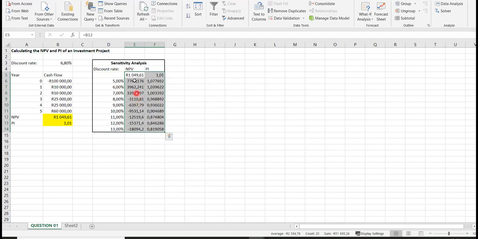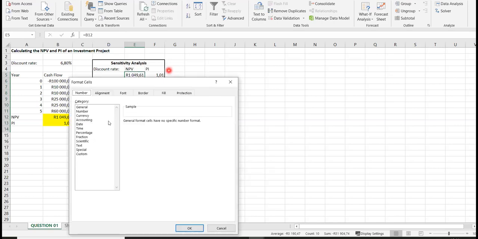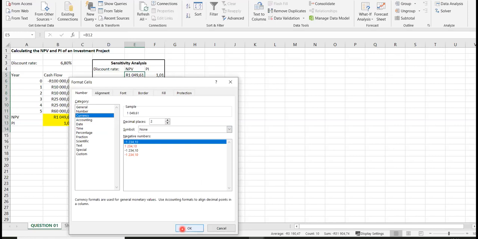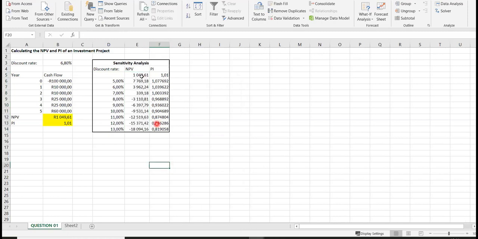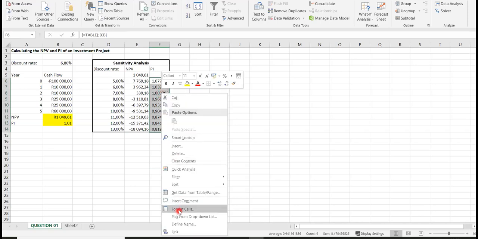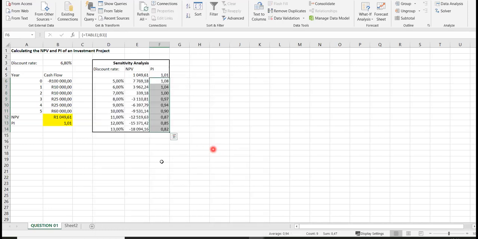Right. Then, firstly, this is money. Let me deal with this one first. Format cell. This is currency to 2 decimal places. And then on the profitability index, I'm just going to highlight, because remember, we need to give our answers to 2 decimal places. So these are our numbers. So format cell, number to 2 decimal places. Then we are done. So that is sensitivity analysis.